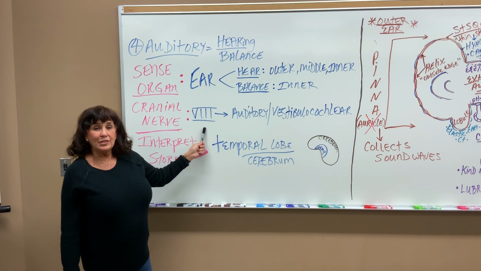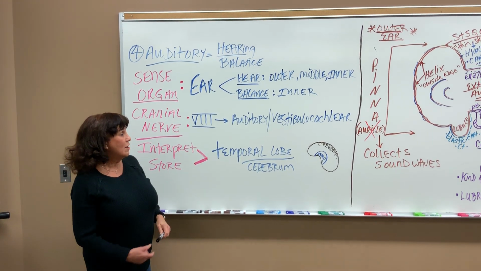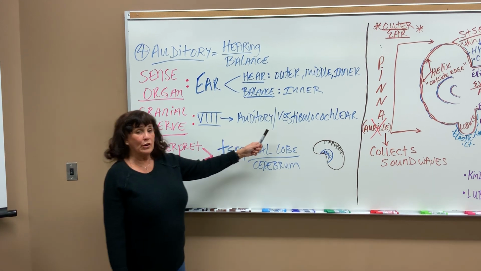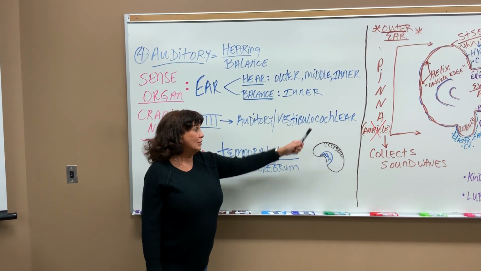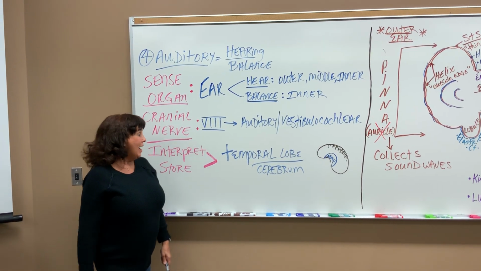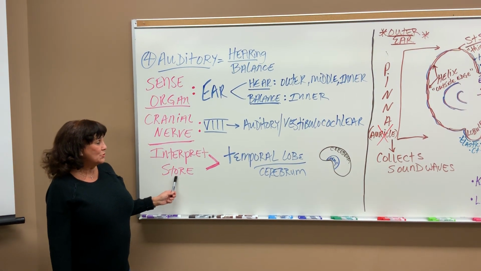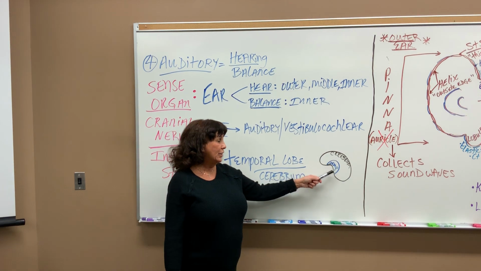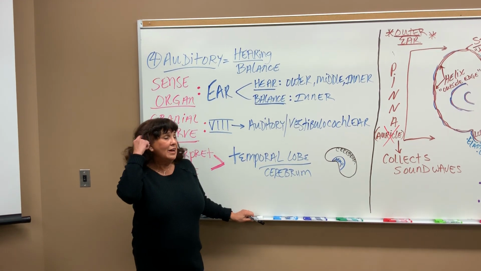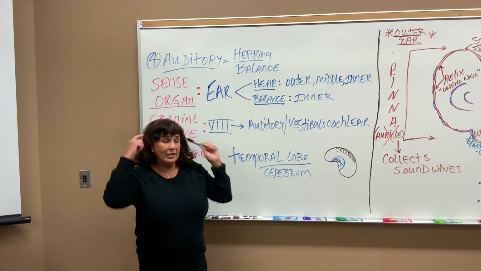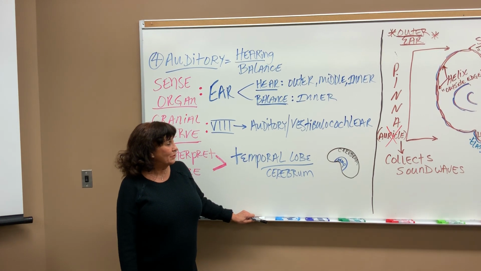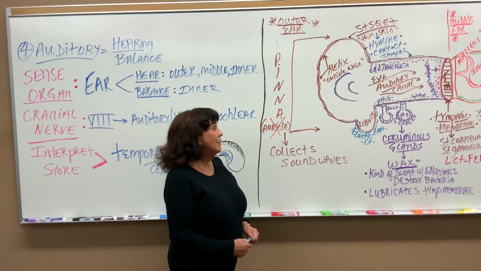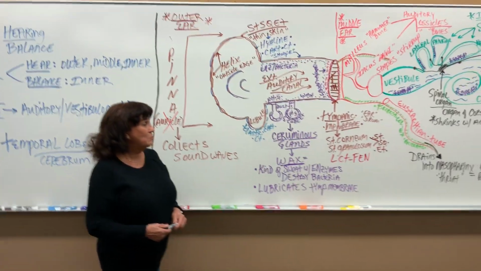What is the nerve that controls your sense of hearing and balance? It's called the auditory nerve or the vestibulocochlear nerve, okay? And then where is it interpreted and stored? In the temporal lobe of the cerebrum. So right above your ear, right here, is going to be the temporal lobe on right and left sides of the cerebrum.